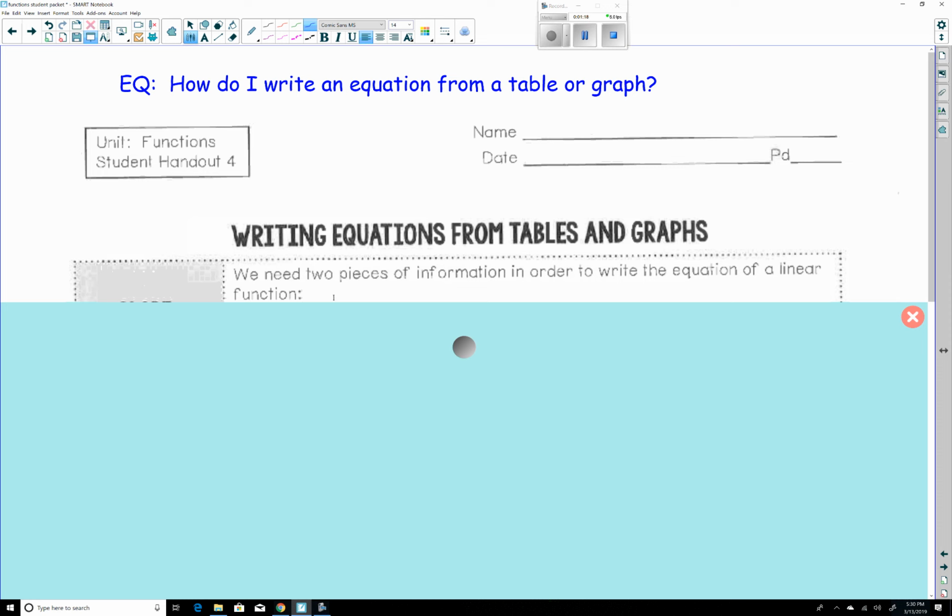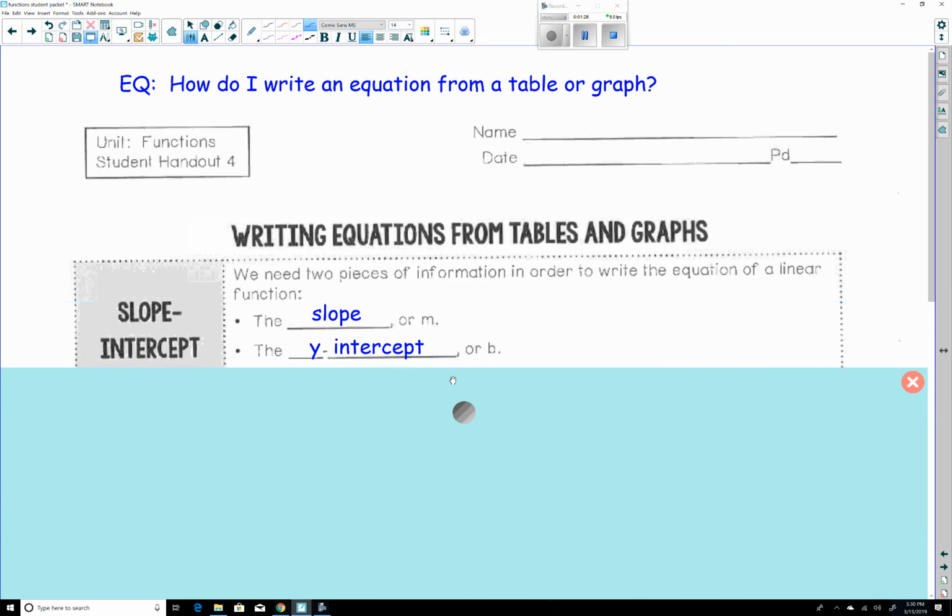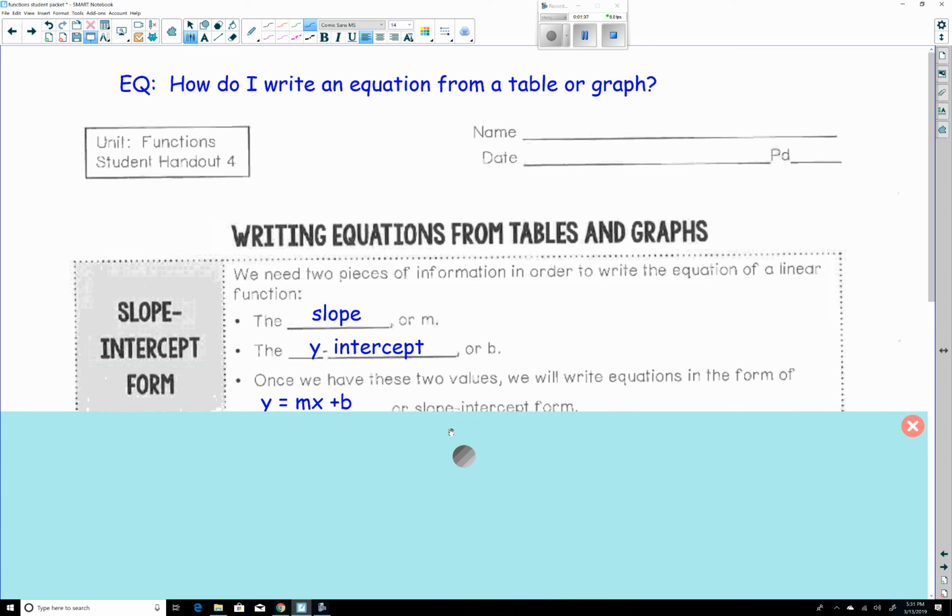So before me revealing my answers, can you fill in the first two fill in the blank notes? So the M represents the slope, the B represents the y-intercept. So we need those two pieces of information in order to write an equation in slope-intercept form. And of course, slope-intercept form is our y equals mx plus b. Everything should be in that order, okay? Whatever is being multiplied by the x is your rate of change or your slope.